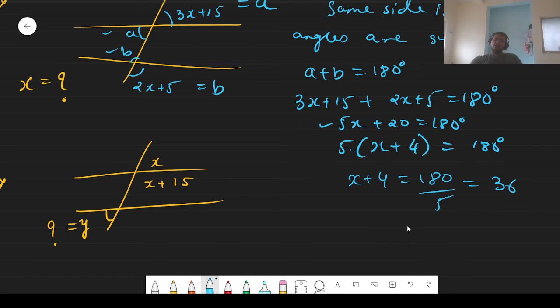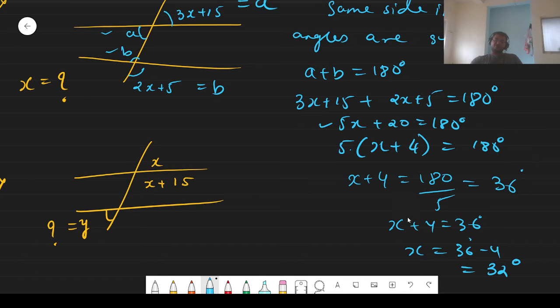Okay, let's solve this, and I will give you a short trick for when you have divided some number by 5 and how to solve it. Fine. So x plus 4 is 36. Then x will be equal to 36 minus 4, which equals 30. Okay, so here everywhere is degrees.